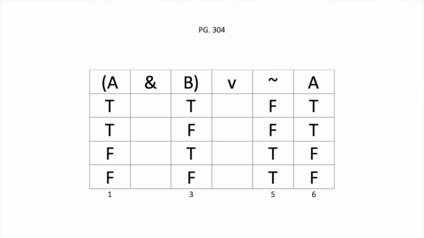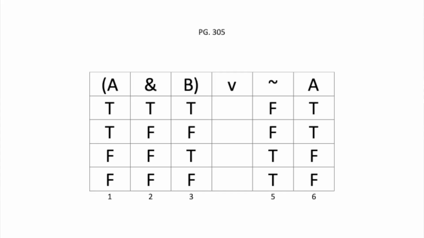So that's calculating column 5. You want to calculate column 5 according to the negation function. Column 5 negates the truth value of column 6. That's how the negation function works. So if you look at column 6, it's true, true, false, false. The negation of column 6 as presented in column 5 would be false, false, true, true.